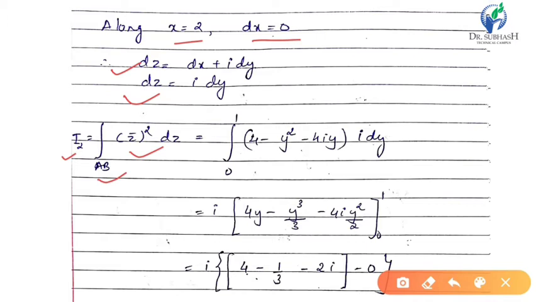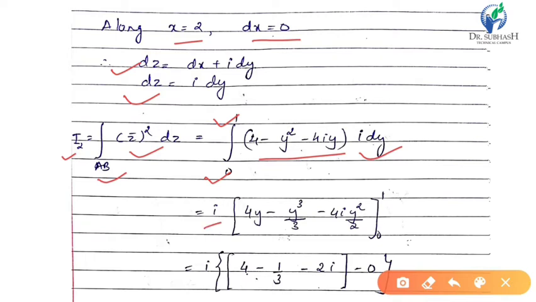My whole equation will be converted in terms of y. So from the given function z bar square, as we have expanded, x is equal to 2, the equation will convert into 4 minus y square minus 4iy, and in place of dz I will put i dy, and my path will be from 0 to 1.